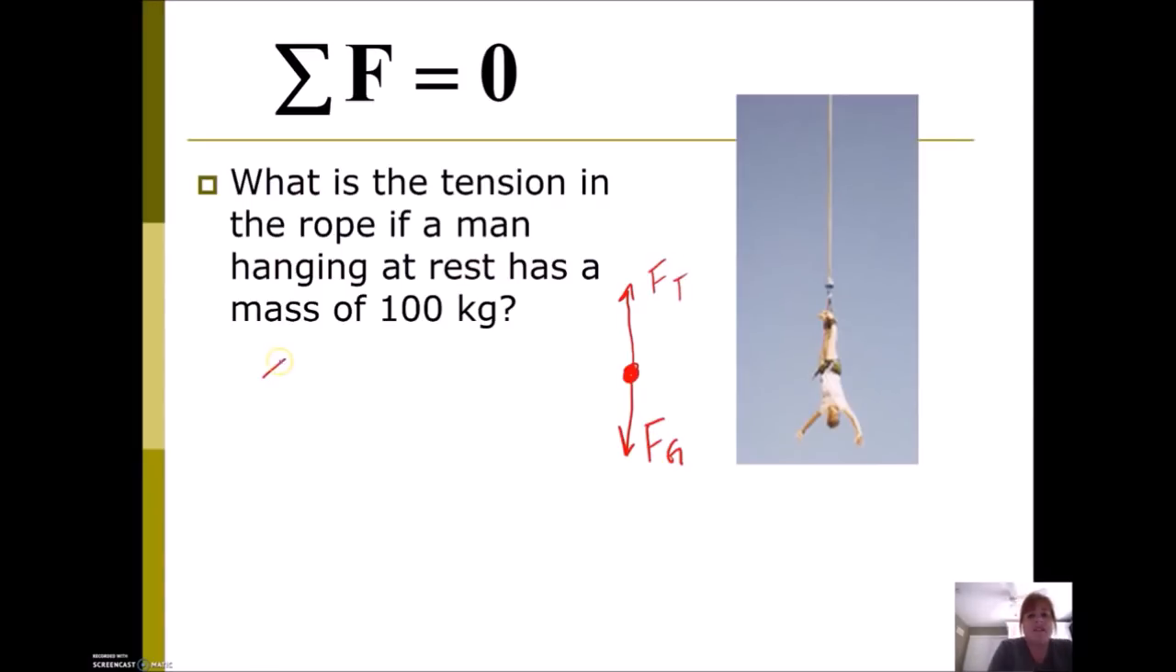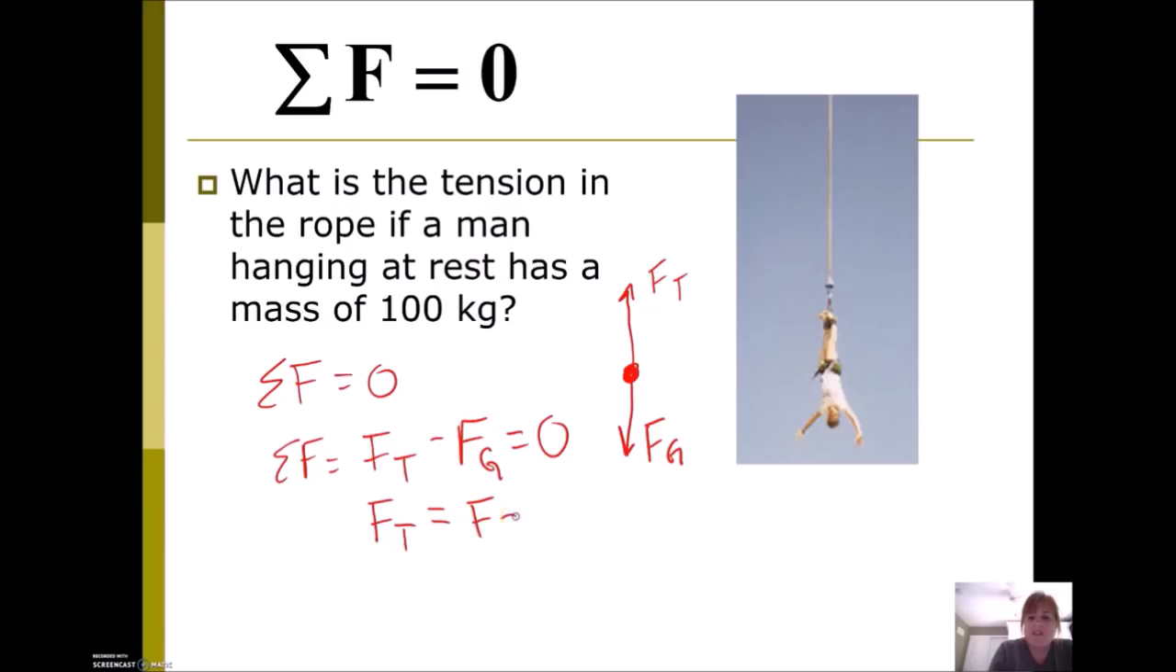Now, he says he's at rest, so that means that my net force has to equal 0. And what are my net forces? Well, we have that force of tension up, and we have that force of gravity down, and that has to equal 0. So that means that my force of tension is going to equal the force of gravity, right? If I move that force of gravity to the other side. All right, so force of tension is equal to the force of gravity, right?